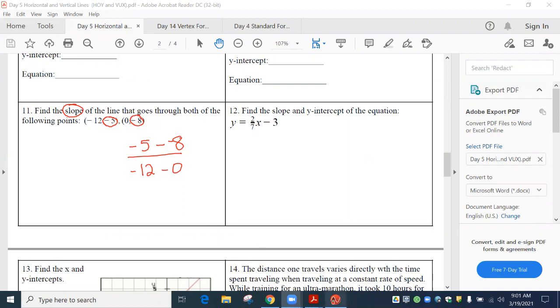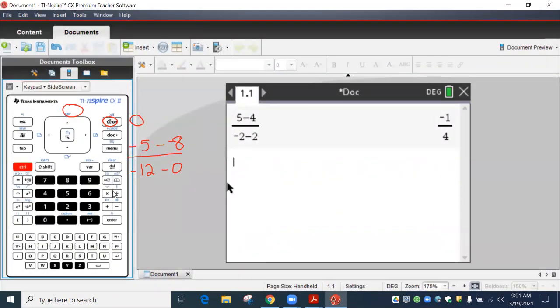And then I'll go plug this in. So we got -5 minus -8. So make sure you put both of those minuses. And -12 minus 0. And I got -1/4. Is that what y'all got? Or is my calculator just putting -1/4 for everything? You did? Okay. All right.